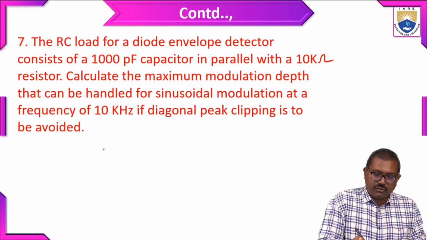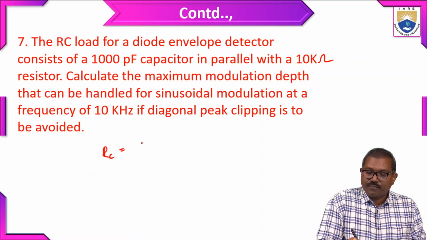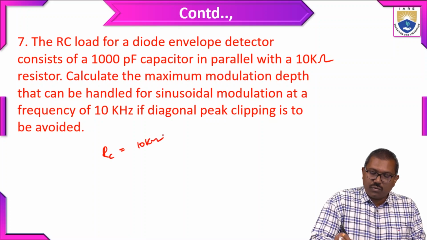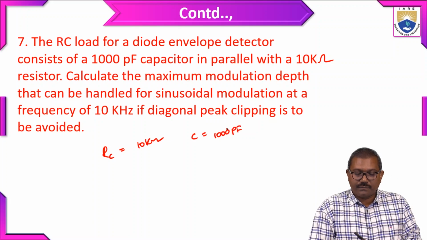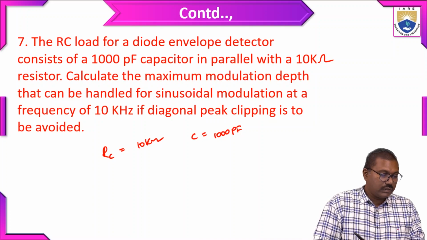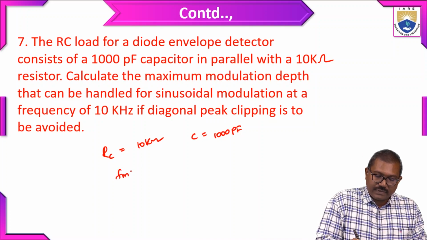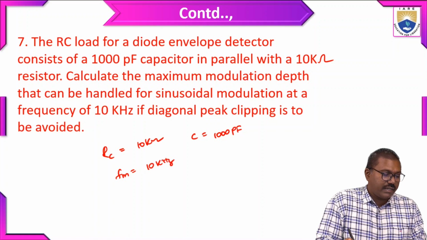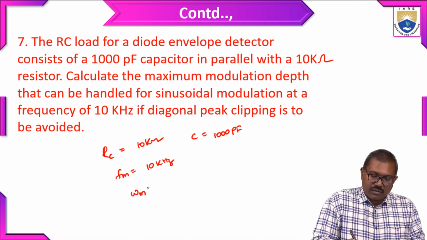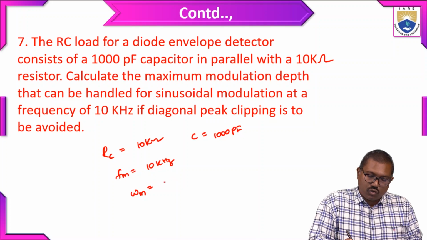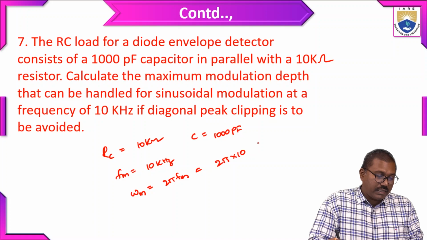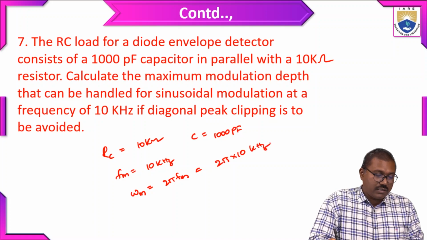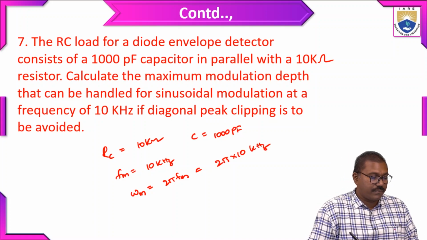Okay. So first I will write what is given. RL is 10 kilo ohm and C is 1000 picofarad. Okay. And FM is 10 kilohertz. So from this, the angular message signal frequency is 2 pi FM. That you can write as 2 pi into 10 kilohertz.